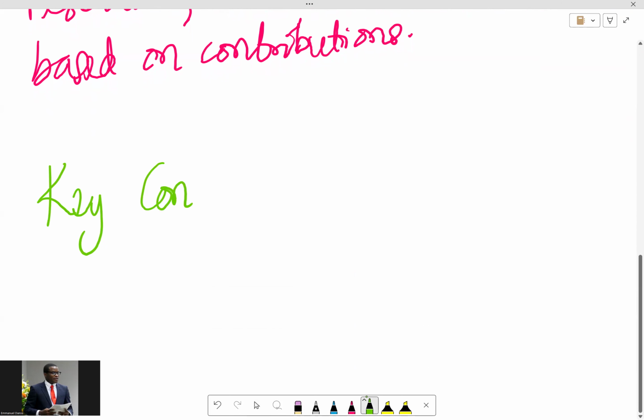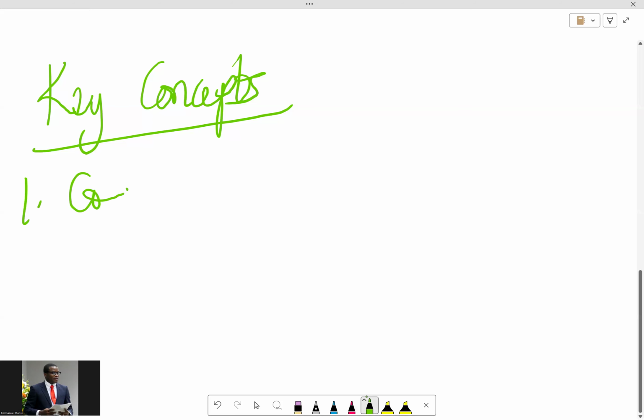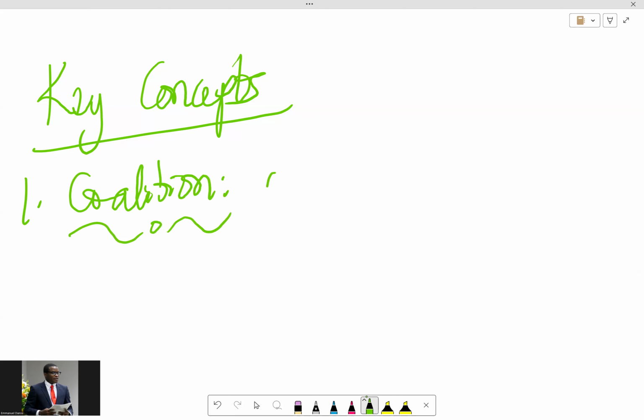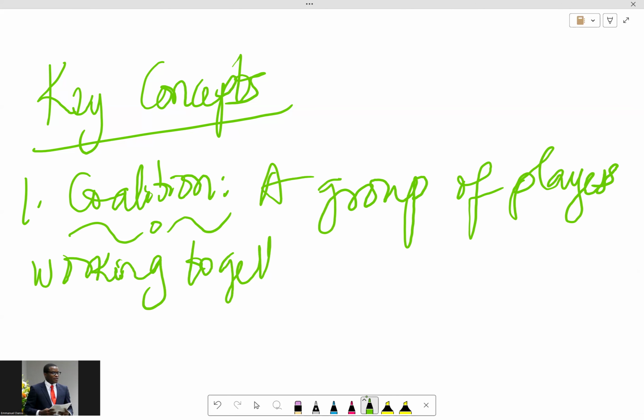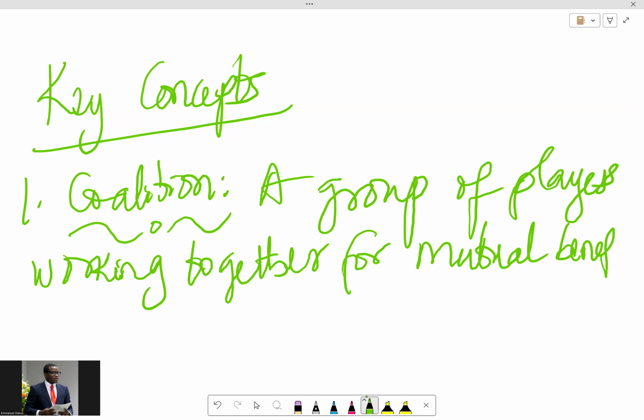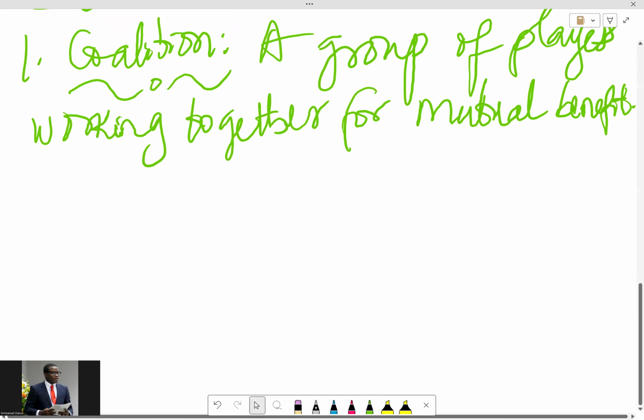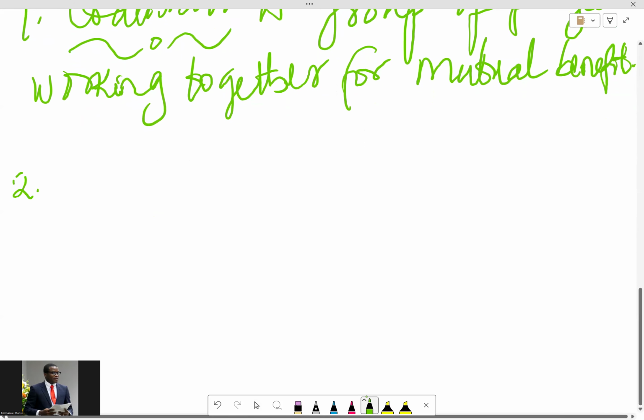Key concepts. First of all, we have the idea of coalition. A coalition is a group of players working together for mutual benefits. We get to hear a lot about political coalitions in different countries where all the opposition parties come together to face the big party.